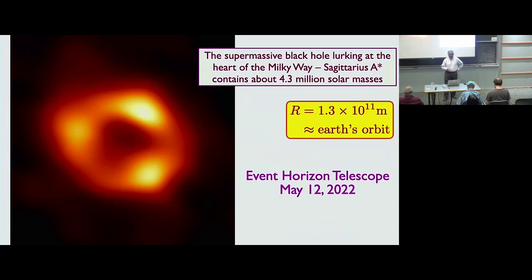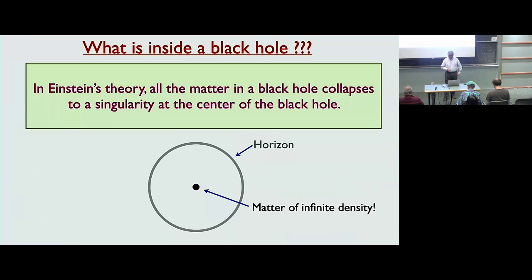There's one at the center of our own galaxy, a supermassive black hole with 4.3 million solar masses. And the radius is of the size of the Earth's orbit around the sun. So that's quite an amazing object. And many different probes have seen it now. And there are many other black holes, as I'm sure you know.